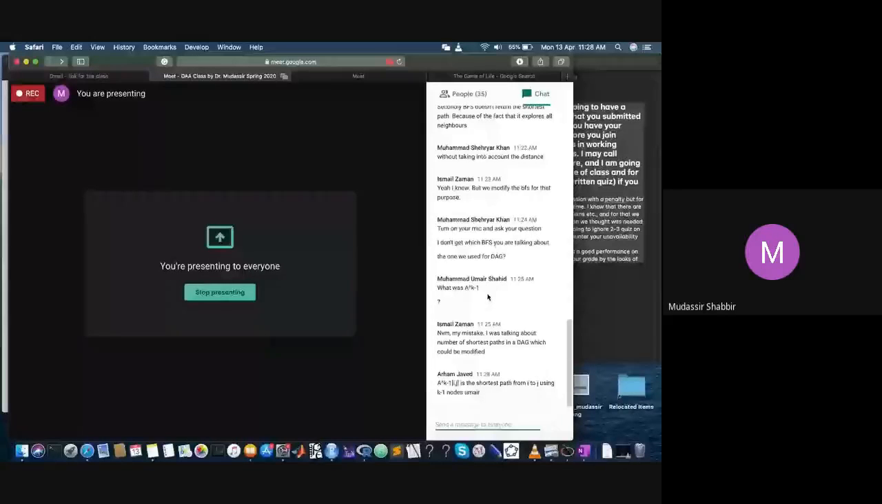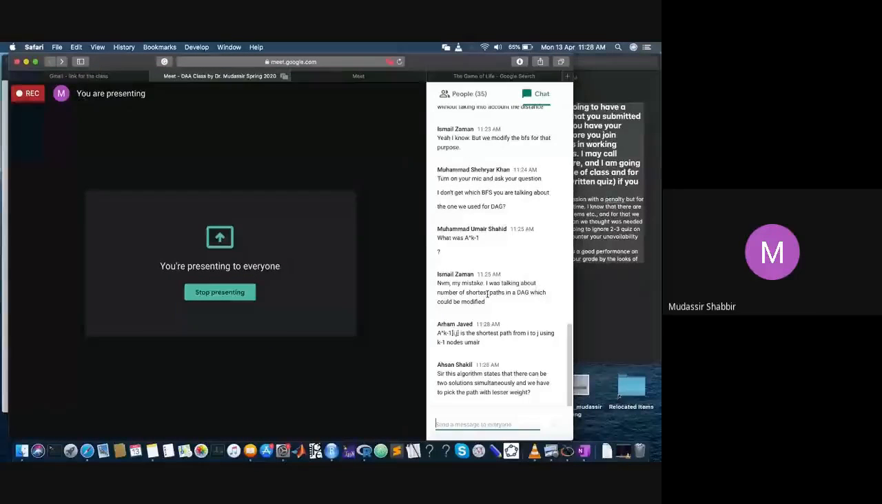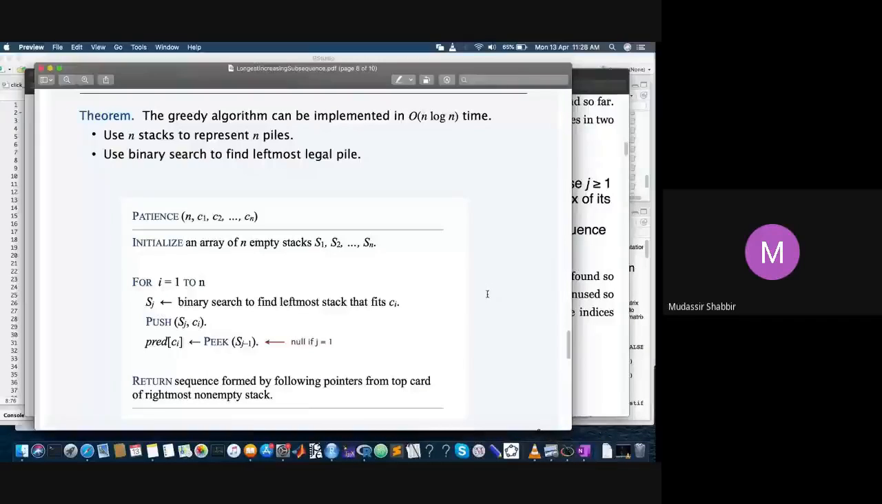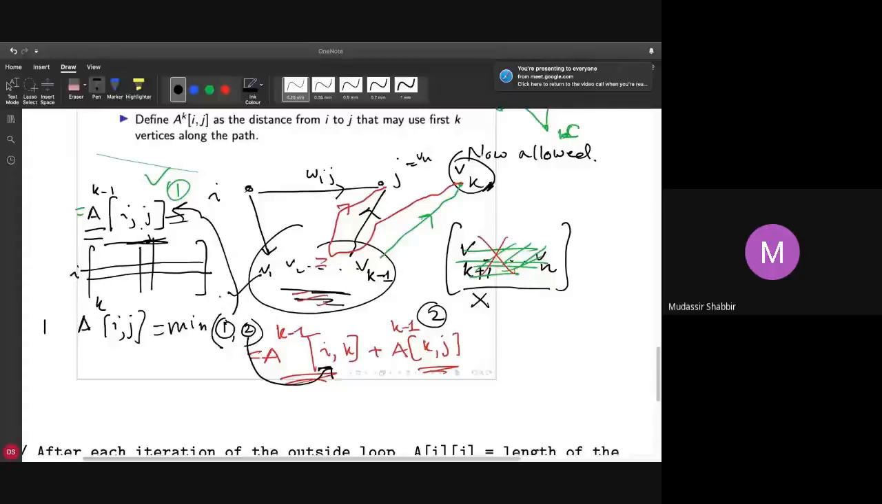Someone wants to know what the k minus 1 matrix represents. Let me read it out. Who wants to know what? What was A to the k minus 1? Umair asks. So A to the k minus 1 was the matrix which has the distances between all pairs of vertices, which only use the first k minus 1 vertices.